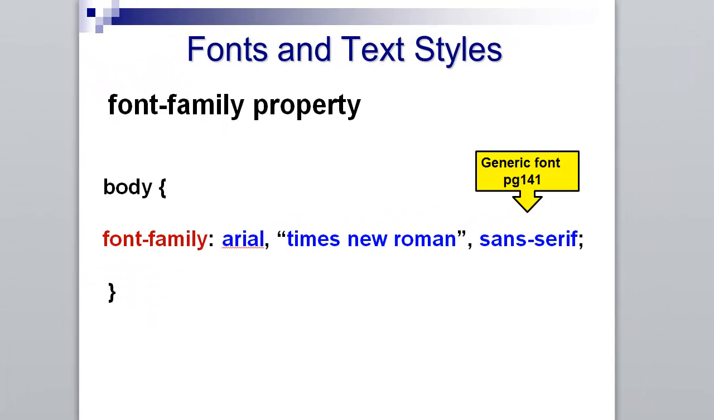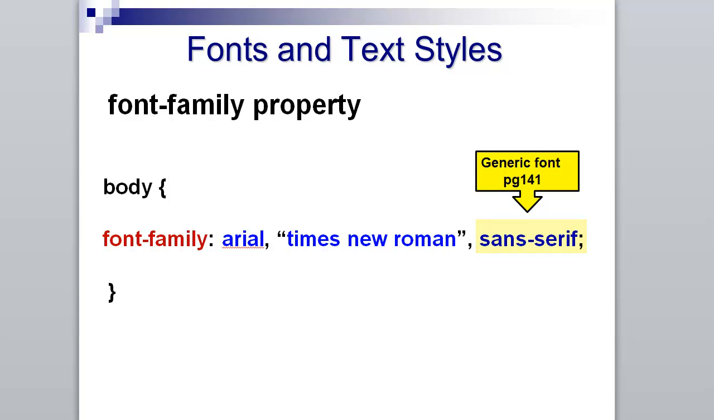So in this class, we will be looking at some font and text styles. The font family is the only property that allows you to have multiple values. And what we're doing is we're setting an order of precedence. So we're saying we would like the font family to be Arial, but in the event that the user does not have Arial, we will use Times New Roman. And if they don't have that font, then we'll just settle for the default sans serif font.